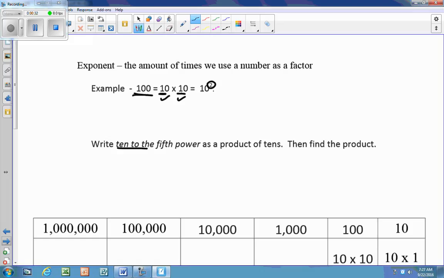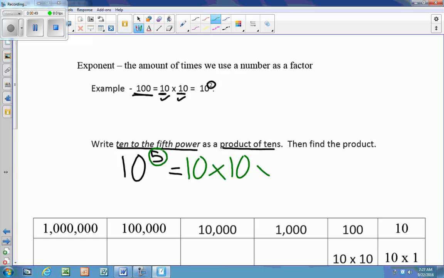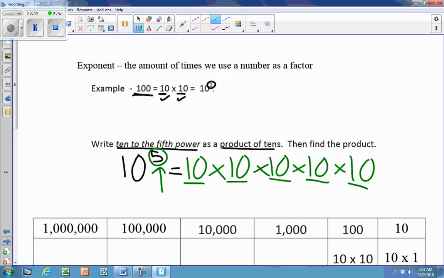So if you have 10 to the fifth power, and I only want to write it as a product of tens, because there is a 5 right there for 10 to the fifth power, we write 10 times 10 times 10 times 10 times 10. We are multiplying it 5 times, 1, 2, 3, 4, 5, just like there is a 5 right there.